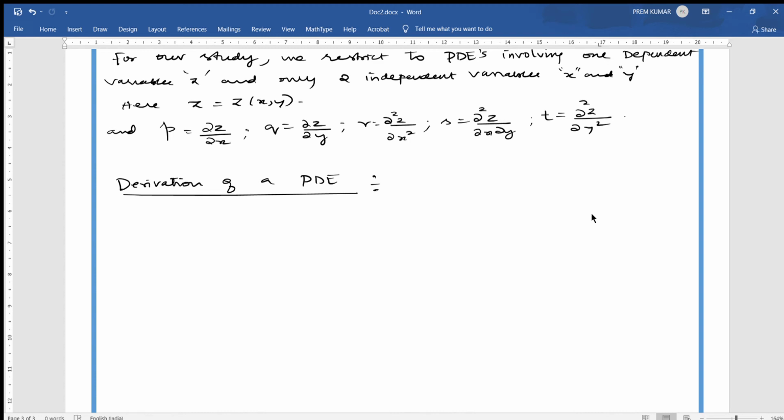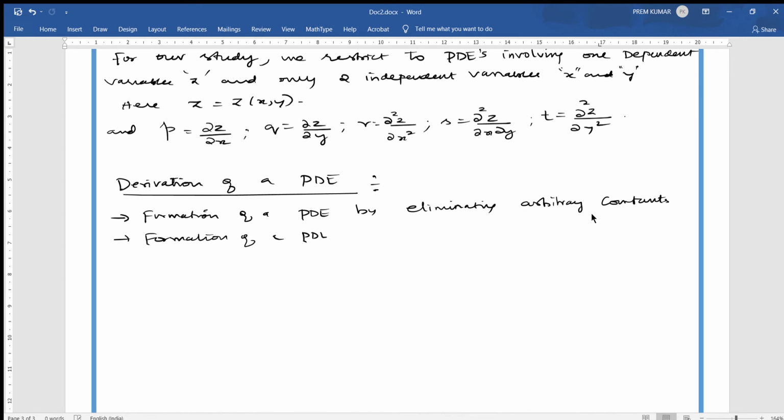There are two things we are going to do. First, we are going to derive a PDE by eliminating arbitrary constants from the relation between x and y. And second is eliminating arbitrary functions. Formation of a PDE by eliminating arbitrary constants, and formation of a PDE by eliminating arbitrary functions. Arbitrary means its values are not determined, it's not assigned specific values. So we call it an arbitrary constant, arbitrary functions.